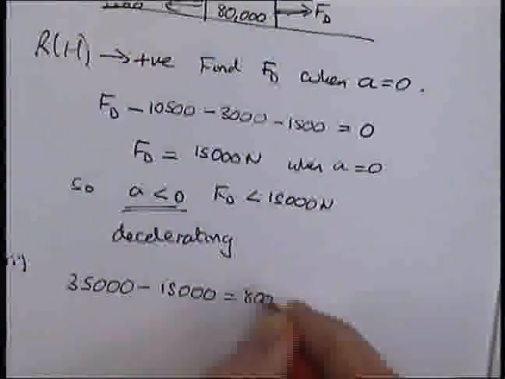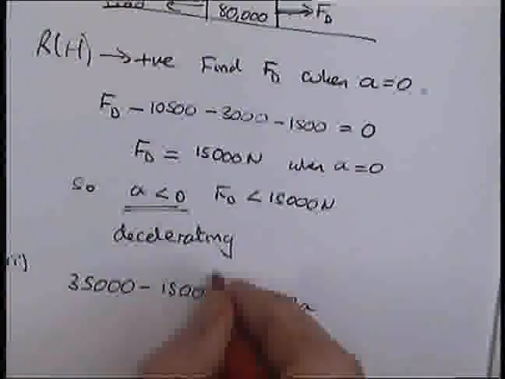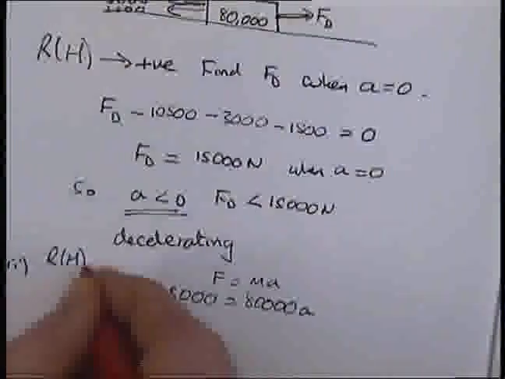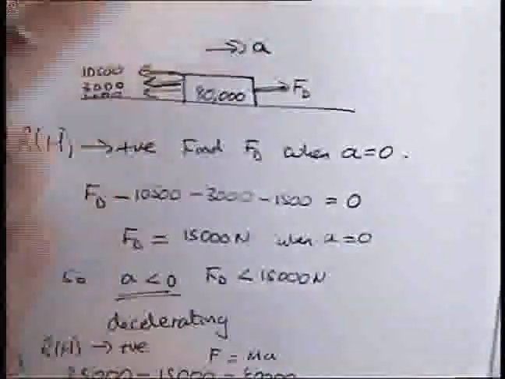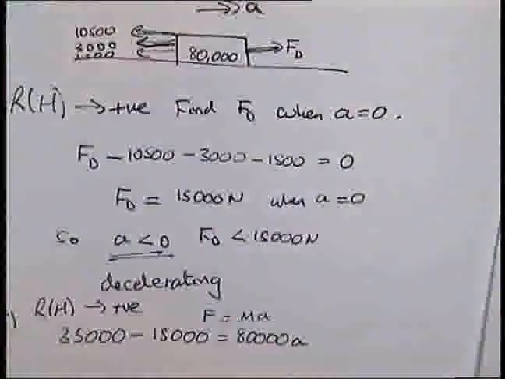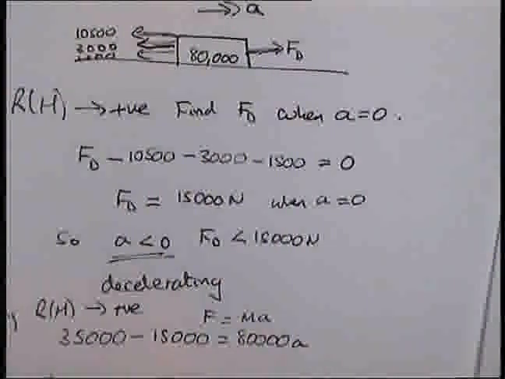equals 80,000 A. Remembering this is F equals MA because I've resolved horizontally, taking right to be positive. So the driving force is 35,000 newtons. We worked out in the first part that the resistive force is 15,000 newtons. So now we just have to solve the equation for A.